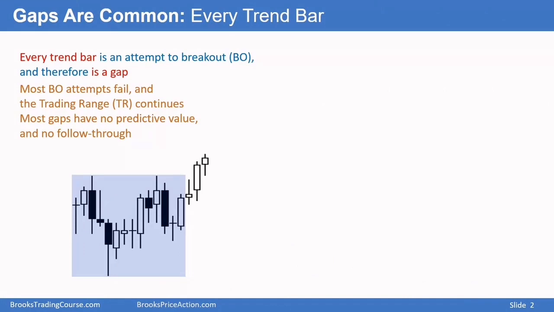Every trend bar is a breakout. It's also a climax. It's also a spike. But every trend bar is an attempt to break out, and therefore it is a gap. We have a trading range. Most breakout attempts fail. Therefore, if you have bull trend bars near the top or bear trend bars near the bottom, the breakout attempts will probably fail. Most of the time, when you get gaps, they don't have any predictive value because there's no follow through and the market reverses and continues to do what it has been doing.